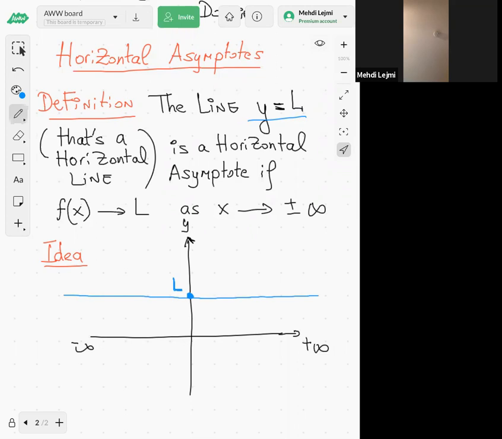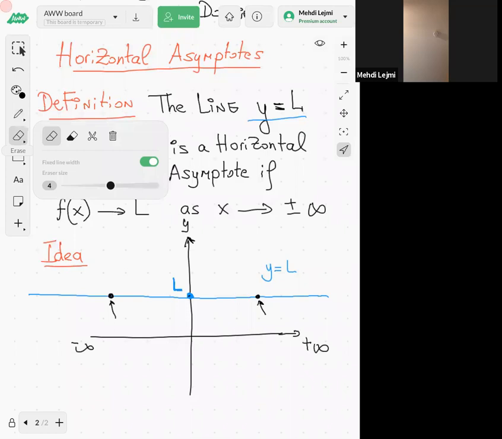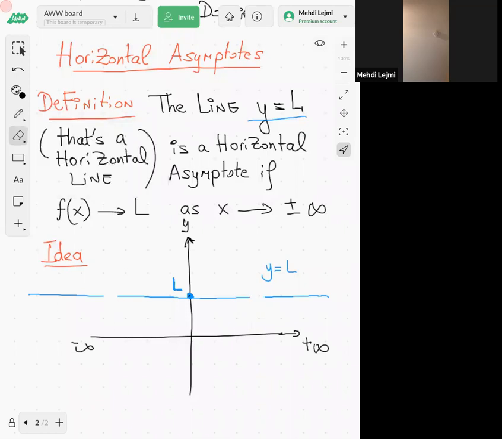This is the line y equals L, because if you take any point on this line, like this point here, what will be the y coordinate of this point? Well, it's L. Or if you take this point here, it's L, right? All the points which lie on this blue line have a y coordinate equal to L. That's why the equation of the horizontal line is y equals L, right?